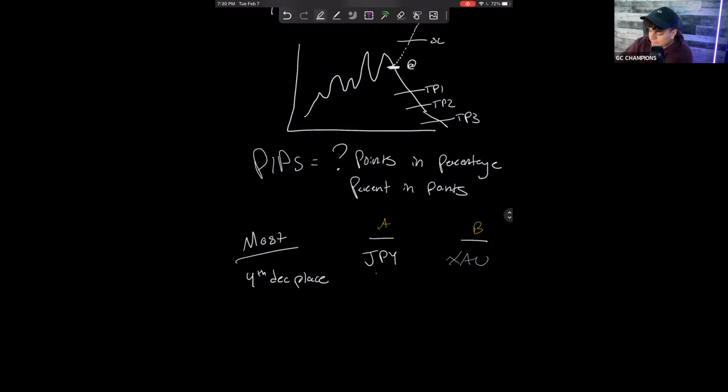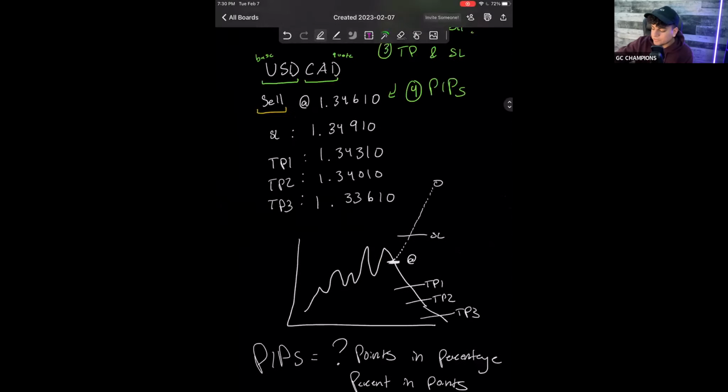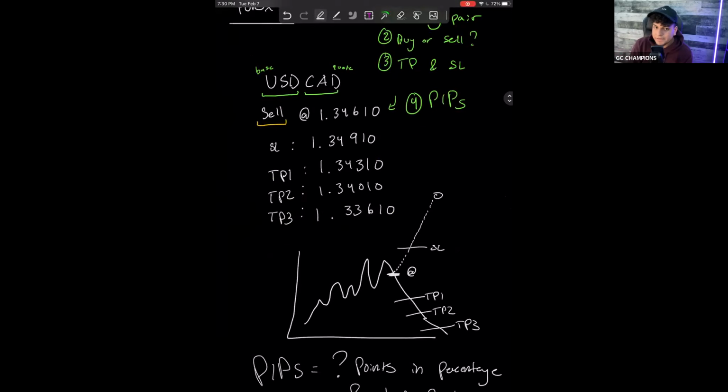Okay. Japanese yen, the pip will be on the 2nd decimal place. In situation B, you come across gold, which a lot of you love, but it's very high risk. It's very volatile. You're looking at the 1st decimal place. That's where it's a bit different. So in this case, with the US dollar to Canadian exchange rate and the alert that we received there, which instance is this? Most, Japanese yen, or gold? Which scenario are we looking at?